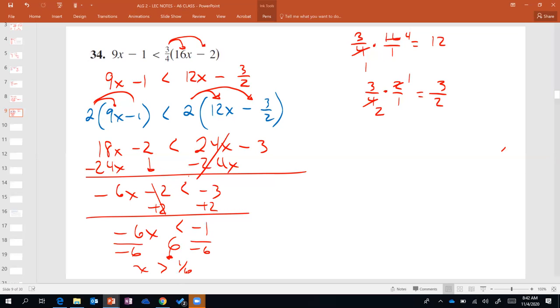Wait, I got that, but I still don't understand the switchy thing. The switchy thing, sure. The switchy thing is whenever you multiply through or divide through by a negative number, you switch the inequality. That was that little thing that we talked about in pre-algebra. Let's do that here because we do multiplication when we explain it.